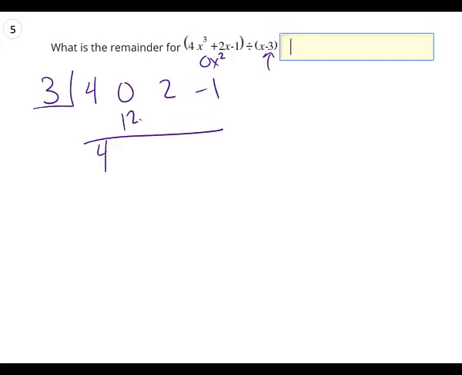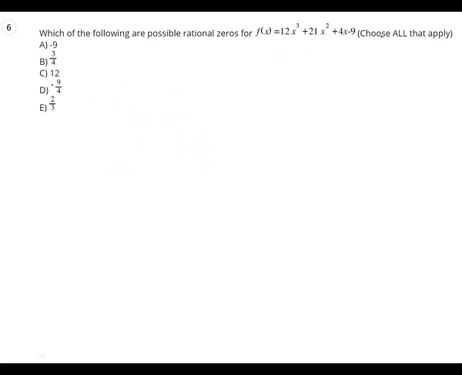3 times 4 is 12. 0 plus 12 is 12. 3 times 12 is 36. 2 plus 36 is 38. 3 times 38 is 114. Negative 1 plus 114 is 113. So the remainder we would put down would be 113. Supposed to choose all that apply.